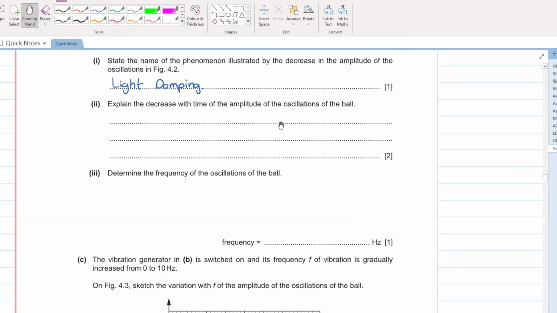Explain the decrease with time of the amplitude of the oscillation of the ball. Now we have to explain why the damping is happening. Damping is happening due to the loss of energy, and loss of energy happens due to resistive forces.